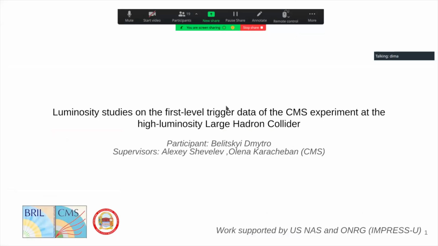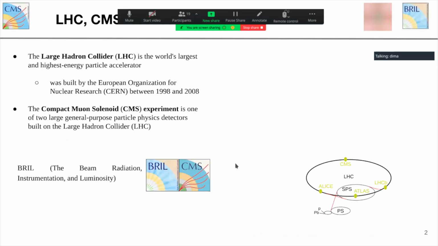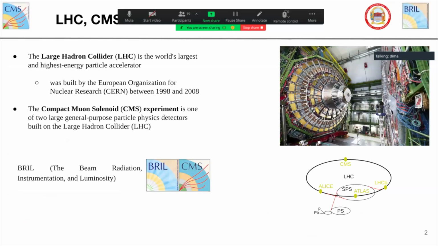I'm glad to present today the project, luminosity studies on the first level trigger data of the CMS experiment at the High Luminosity Large Hadron Collider at full 40 MHz. My mentors are Alexey Shevelev and Elena Korecheban. As you probably know, the LHC is the largest collider in the world, built somewhere around 2008, and CMS is one of the 4 major experiments at the LHC ring.